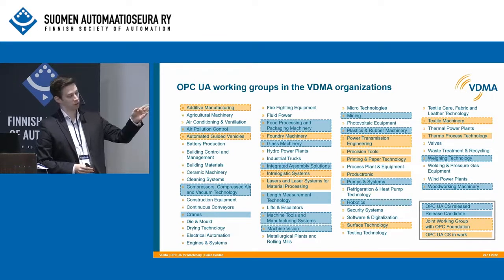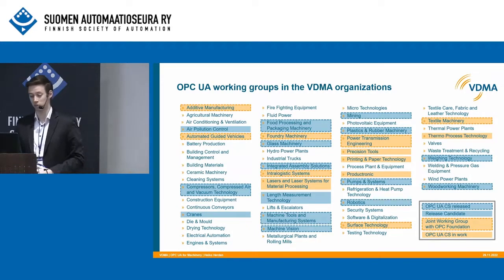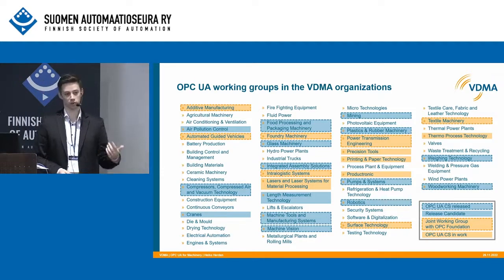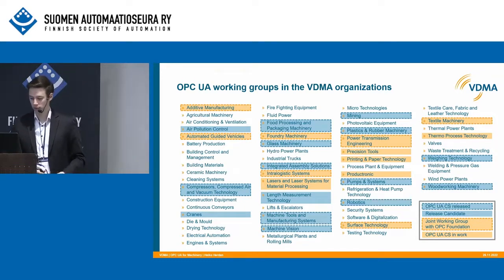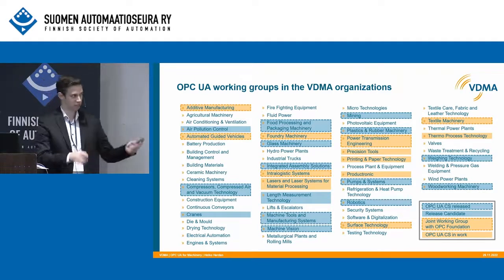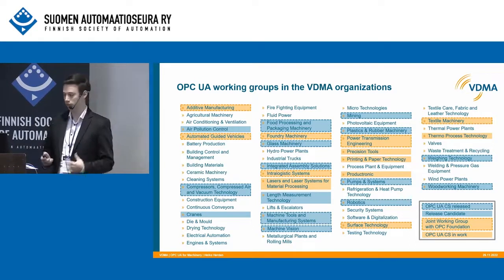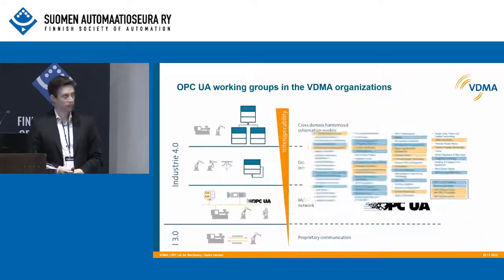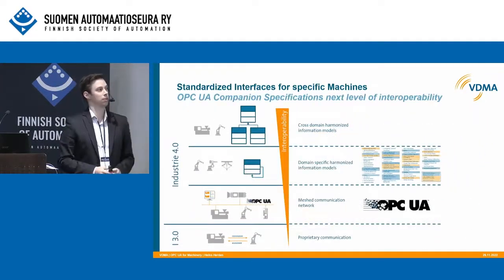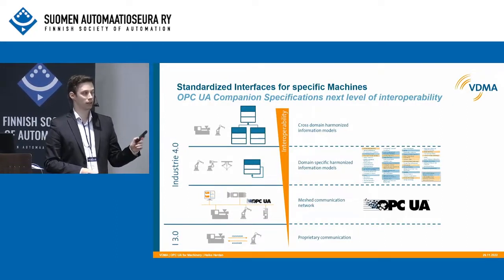Of course, we have the companion specification for machine tools, for machine vision. There are a lot of specifications for the field of mining, also a lot of specifications in the field of plastics and rubber machinery, for example, for extrusion or injection molding machines. We have a group for electrical drives, and many more, as you can see. I don't want to read all of them, but just that you get an idea. So we have a lot of different machines and systems which are worked on in terms of companion specifications. And now with these companion specifications, we achieve the next level of interoperability, because now we have domain-specific information models.